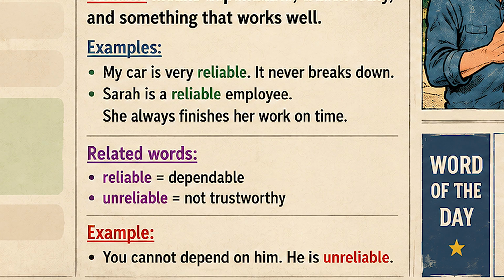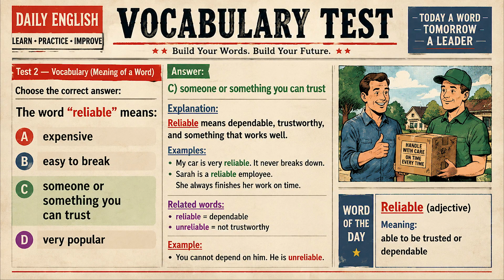He is or she is unreliable. For example, you cannot depend on him. He is unreliable. This means he often fails to do what he promises. So remember, reliable means trustworthy, dependable, someone or something you can count on. My friend is very reliable. He always helps me when I need him. This computer is reliable. It works well without problems. Okay? So we learned a new word, reliable. Let's move on.